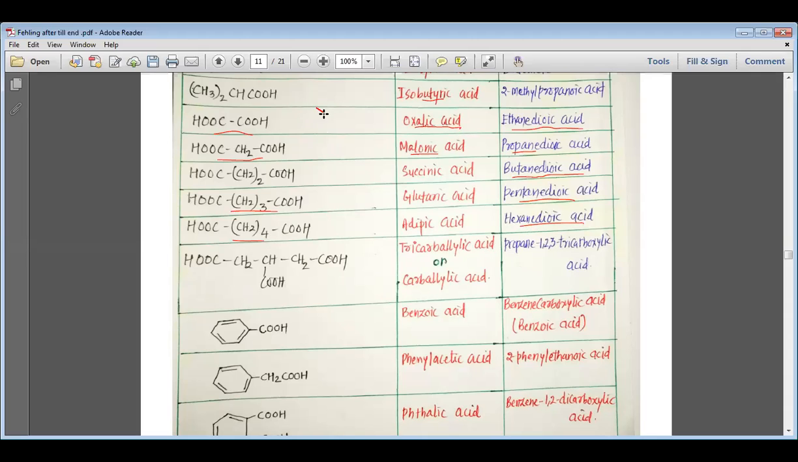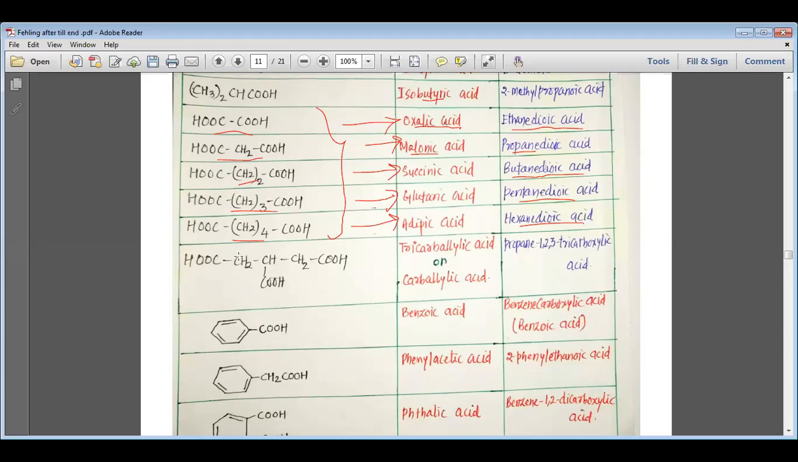But their common names are very much interesting to remember and to learn. You should learn them. With 2 COOH, we have oxalic acid, 2 carbon. If we have 2 COOH in between, we have 1 CH2, it is malonic acid. If we have COOH at both the ends, and if we have CH2 twice, it is succinic acid. If we have CH2 3 times and 2 COOH, it is known as glutaric acid. If we have 6 carbon where we have 4 CH2, it is known as adipic acid.